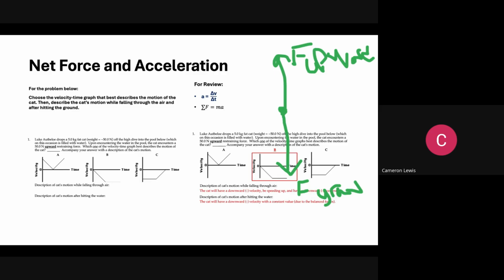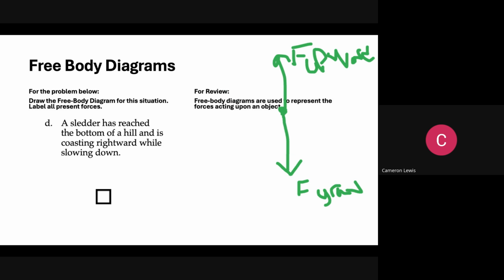The cat's motion after hitting the water. The cat will have a downward velocity with a constant value due to balanced forces. Is that not what we see? Downward velocity with a constant value after it hits the water. Yes. See? Still B. So still B. Well, yeah, that would make sense.